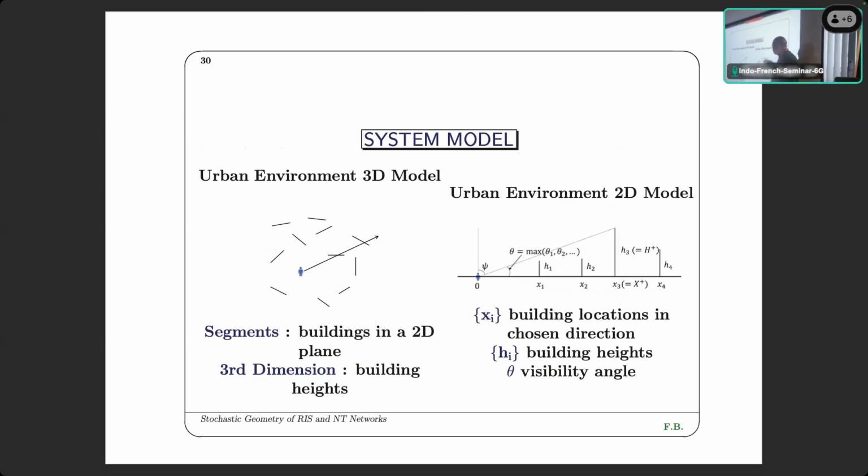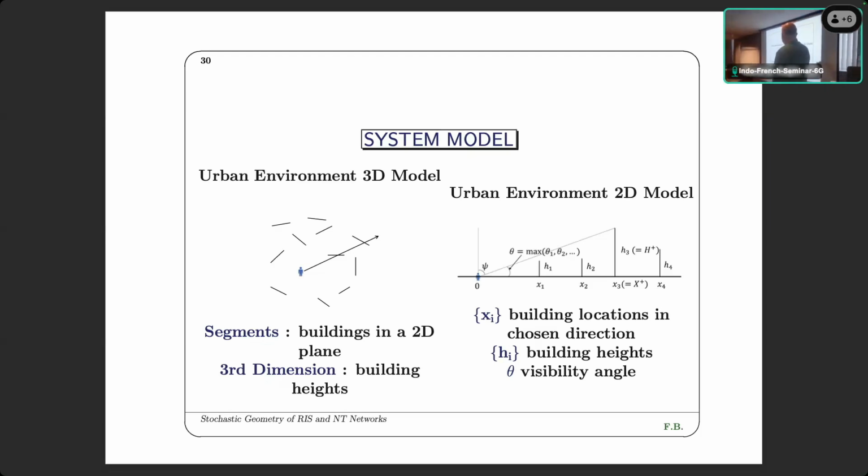Assume you have put a RIS at the top of each building. We'll see what type of RIS later. It should be intelligent RISs, because they will have to follow the satellite. So this would not be a cheap thing mounted in the streets. You define this angle, the blocking angle theta, which is the max of theta 1, theta 2, and each theta is a function of x and h, where h is the height and x is the location of the building.